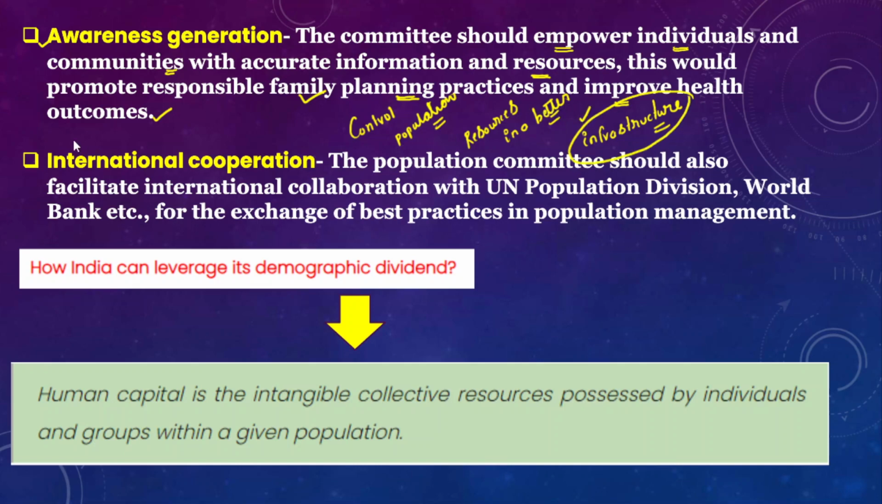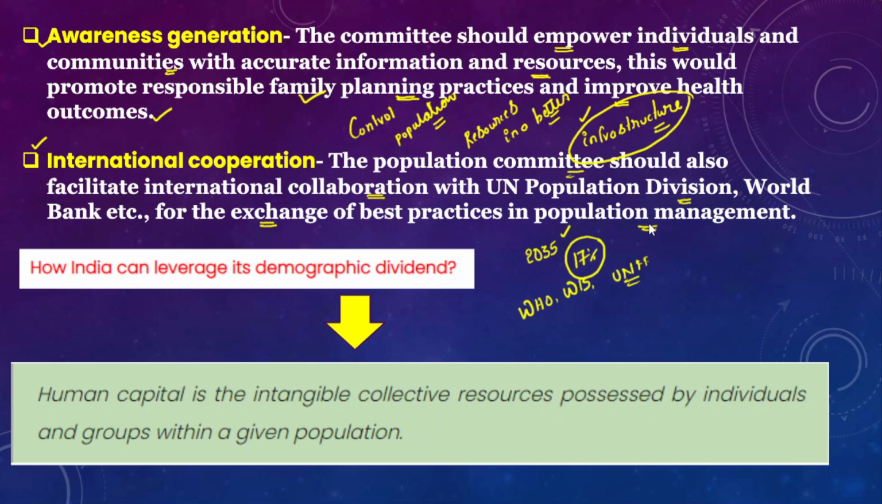After that, this committee also considers international cooperation with relevant agencies and organizations to better utilize the existing demographic dividend and also control the population growth. Please remember, by the year 2035, India would have around 17% of the global population. So in this respect, it is very important that India cooperates with international multilateral organizations, for example the World Health Organization, World Bank, United Nations Population Fund, etc. The population committee should also facilitate international cooperation and collaboration with the UN Population Division, World Bank, World Health Organization for the exchange of best practices in population management as well.